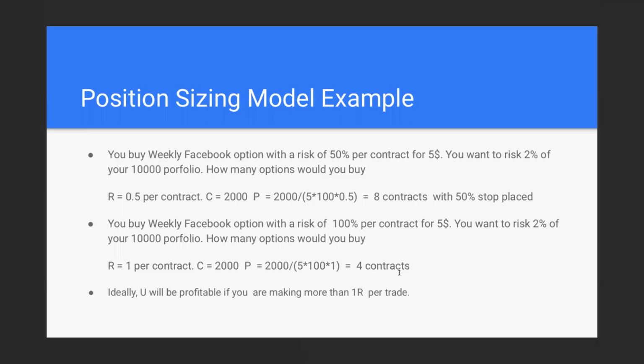Now take the other example. I say, I don't mind if all the 2,000 is gone. That means you're taking 100% risk. Then you still want to risk 2% of your $100,000 portfolio. How many options would you buy? In this case, it's only 4 contracts. So if you take your risk reward ratio and the position sizing, you can determine how many contracts you want to buy. Ideally, you will be profitable if you're making more than 1R per trade. That means however much your risk is, if you're making more than that, you will be profitable.